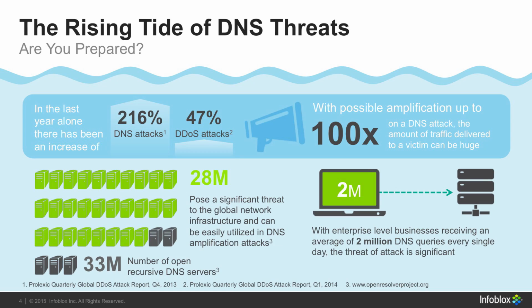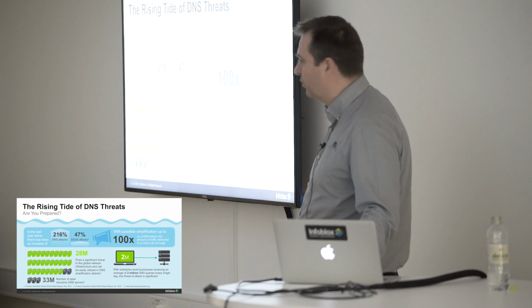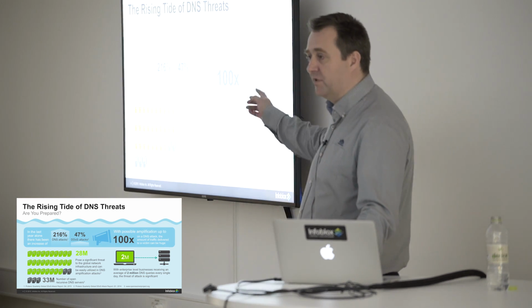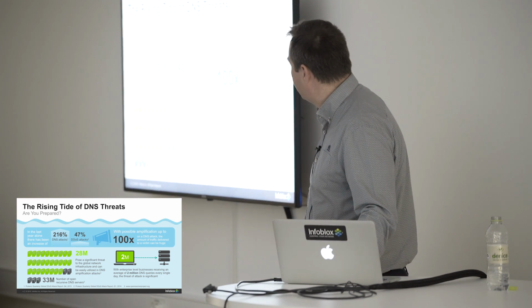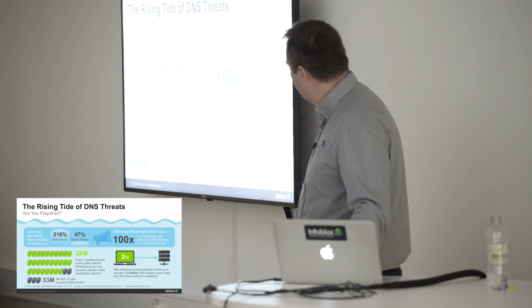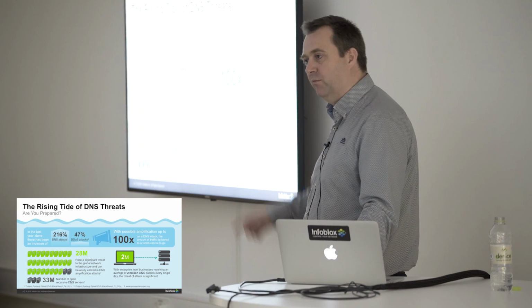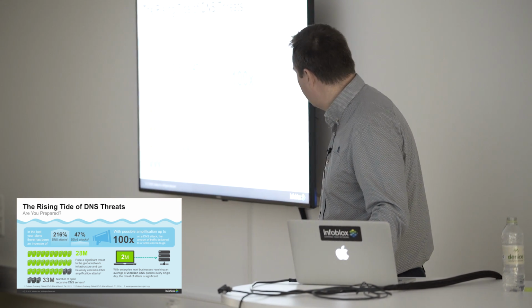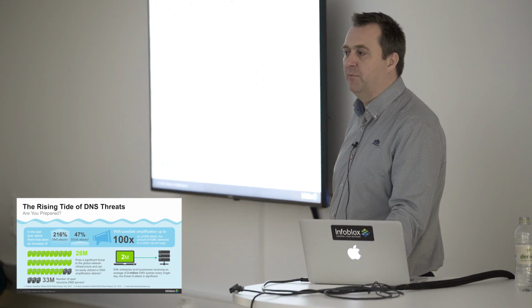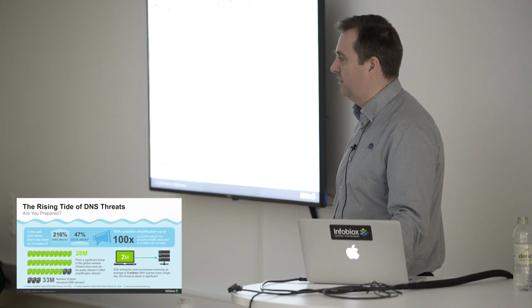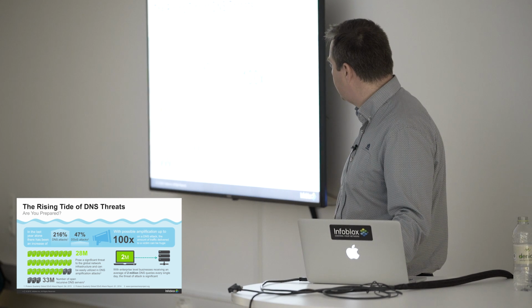So 216% rise in DNS attacks year over year. This is a bit older presentation, but it was the same last year. And 47% of all the DDoS attacks are, according to this slide, DNS based. Well, we can adjust that. This slide is from 2014. In the meantime, it's become 73%. So almost all the DDoS attacks on the internet are DNS based.